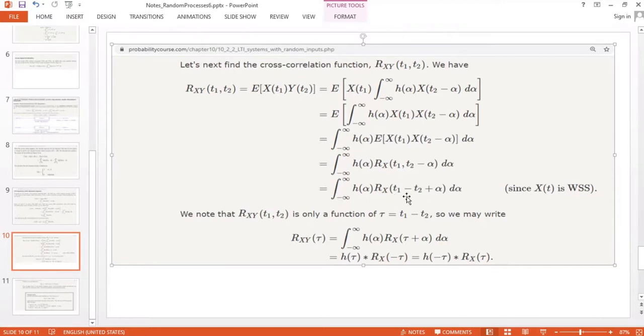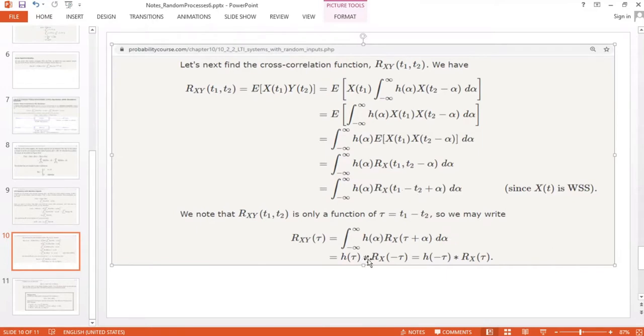So here we can see that, again, Rx(t1 minus t2) is a function of time difference. So we can say that this cross correlation function Rxy(t1, t2) is again a function of time difference tau, like this. So you can write the integral of h(alpha) Rx(tau plus alpha) d alpha. Here we are representing this t1 minus t2 as tau.